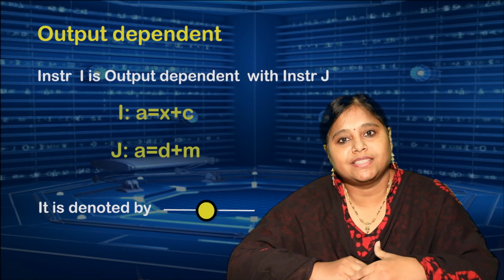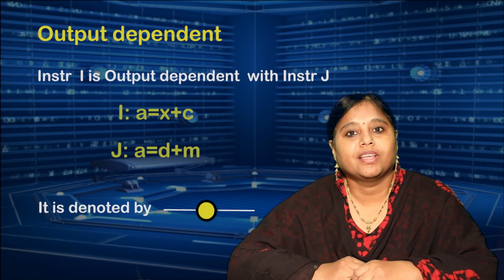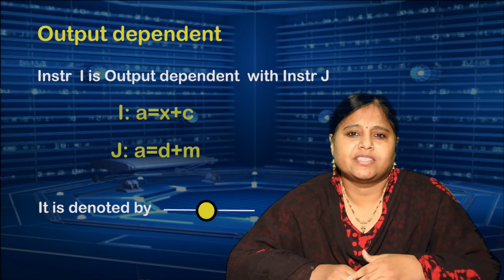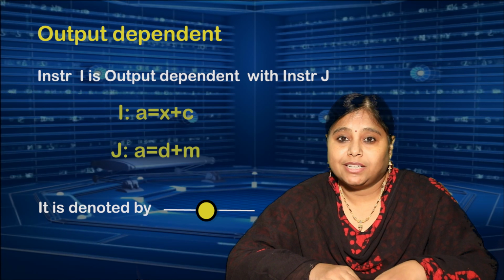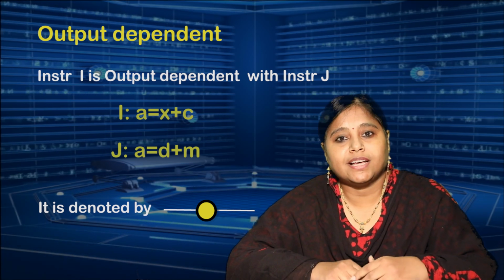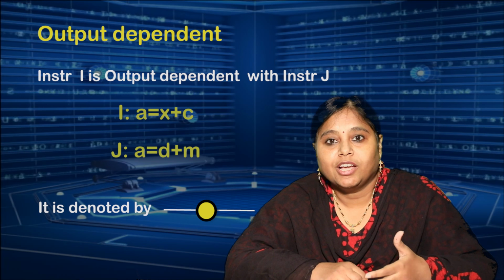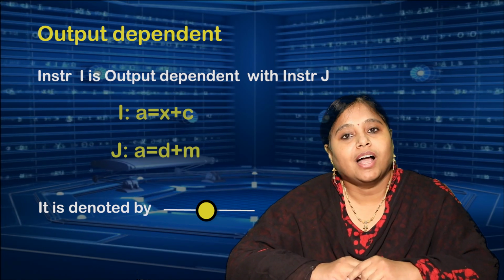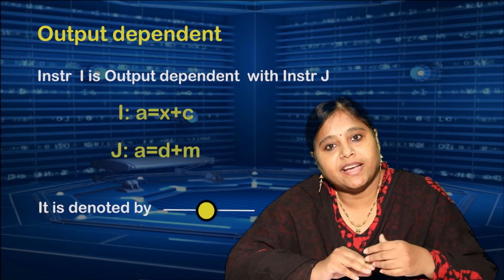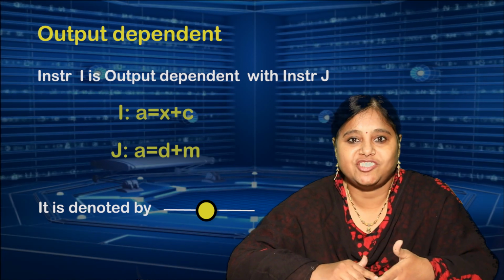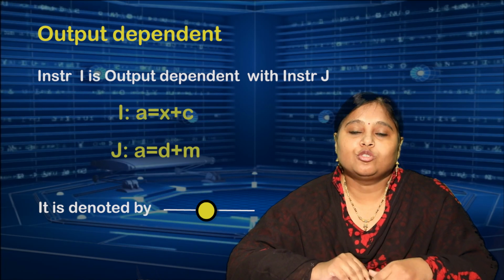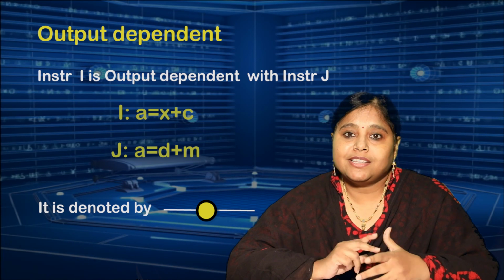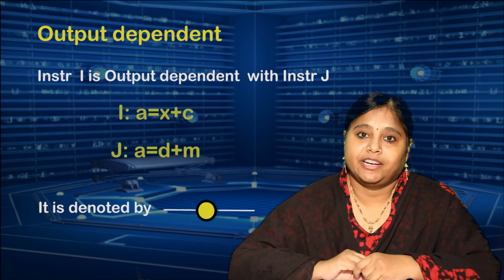And the third dependency is output dependency. Output dependency means that two instructions are using the same output variable. Look at the example: A is the output variable, and the same variable is used by instruction I and instruction J. So which instruction's output will be stored in A? These two instructions are output dependent.